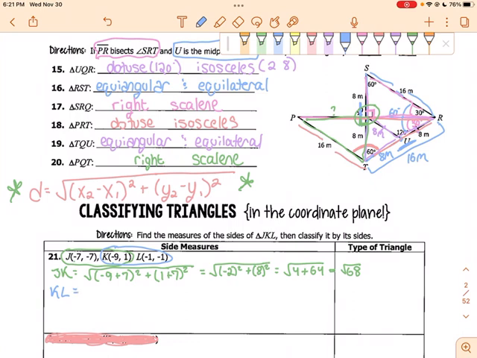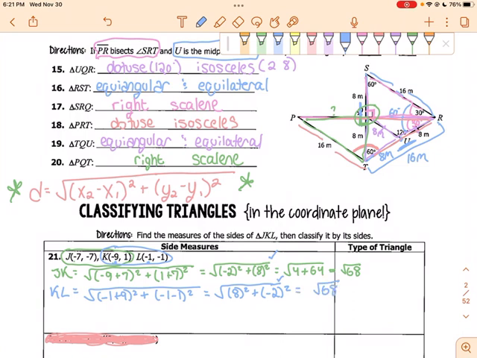All right. Then we'll do KL for the next side. So these just take a while. That's why I'll never make you do too many of them. So KL, square root of, do the x's first. So negative 1 minus negative 9 squared plus, and then the y's, negative 1 minus 1 squared. Be careful, negative 1 plus 9 is positive 8. And then negative 1 minus 1 is not 0, it's negative 2 squared.